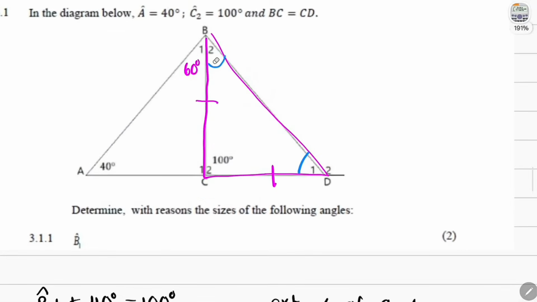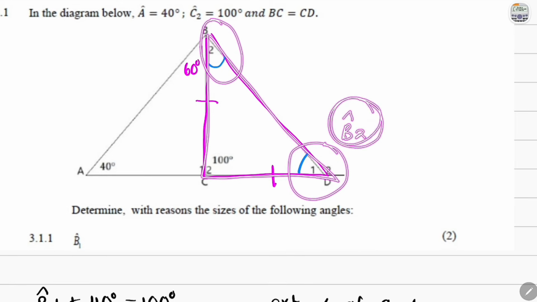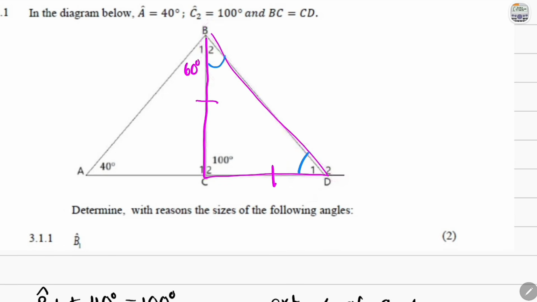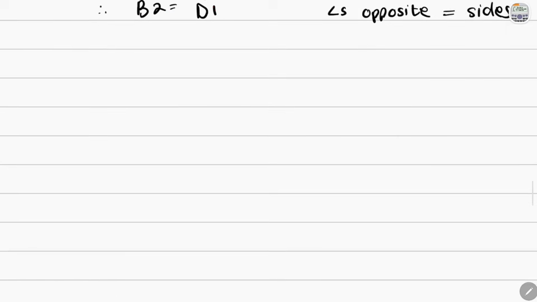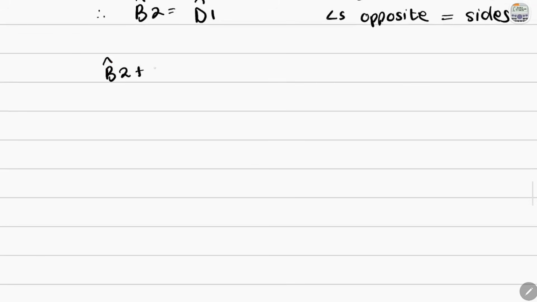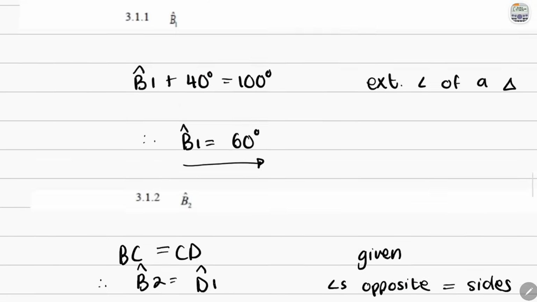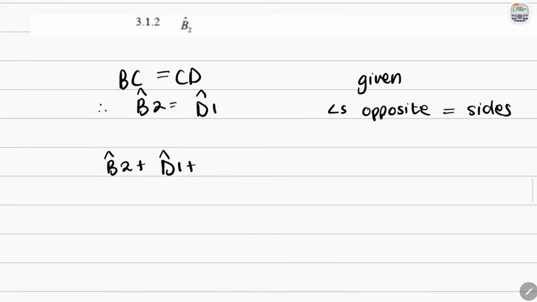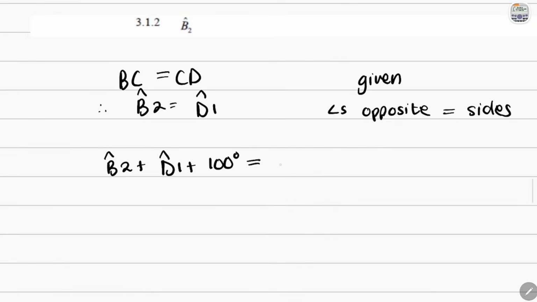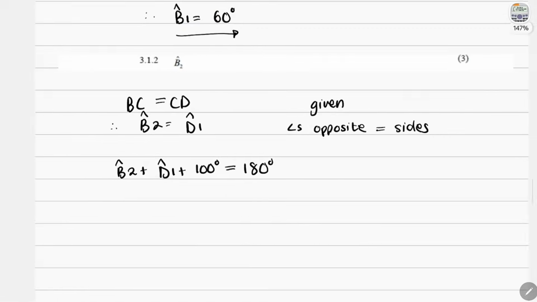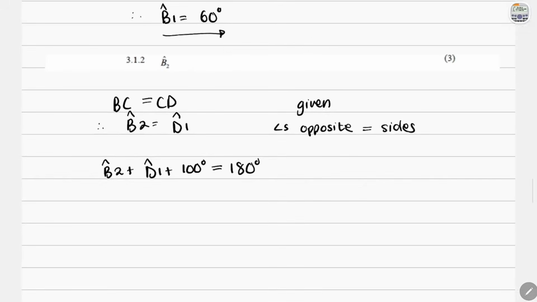So here's the thing. Because these two are equal, we can use the sum of interior angles in this triangle. And so we'll say angle B2 plus angle D1, but since angle D1 is equal to angle B2, we can call that angle B2 as well. That would leave angle B2 as our variable in our equation, and then we can solve for it. So we're just saying angle B2 plus angle D1, and then plus that third angle, which is angle C2, which is 100 degrees, that they would add up to 180 degrees. And this is because of the sum of interior angles in a triangle.